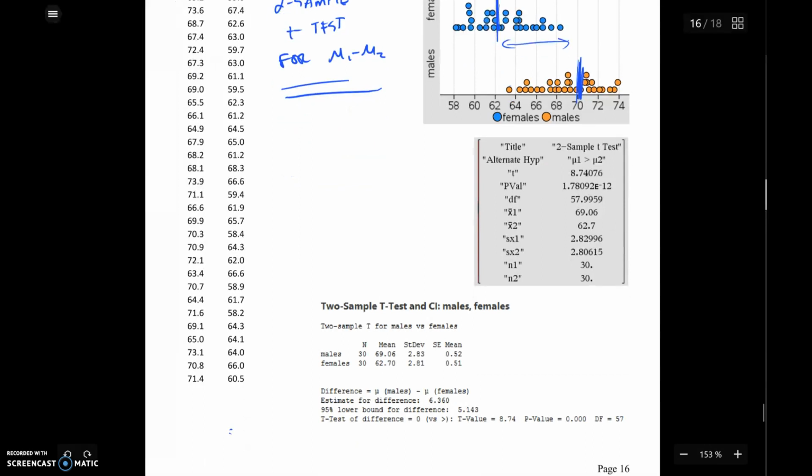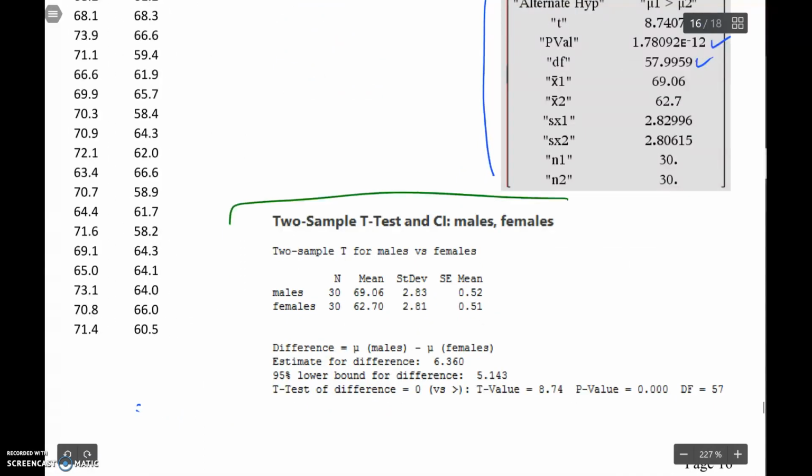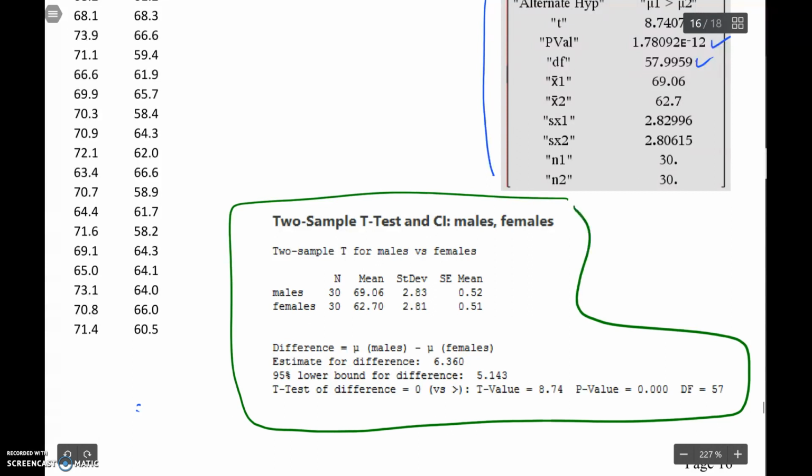Here's the output on a calculator. Test statistic 8.7, p-value very small, 0.0011 zeros and a 17. Degrees of freedom, 57.9956. You can see all the stuff. I do want to take this time to just expose you guys to computer output. This is from Minitab, I believe. It's the software I use, so when I do computer output, it's going to look like this. So this is a two-sample T for males versus females.